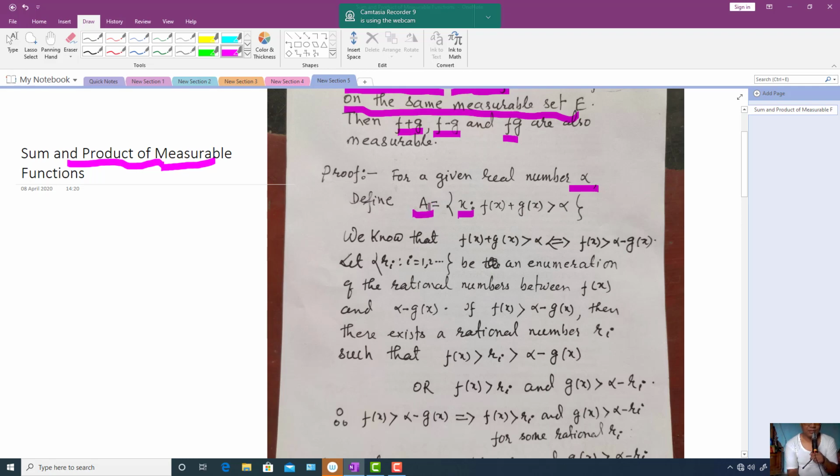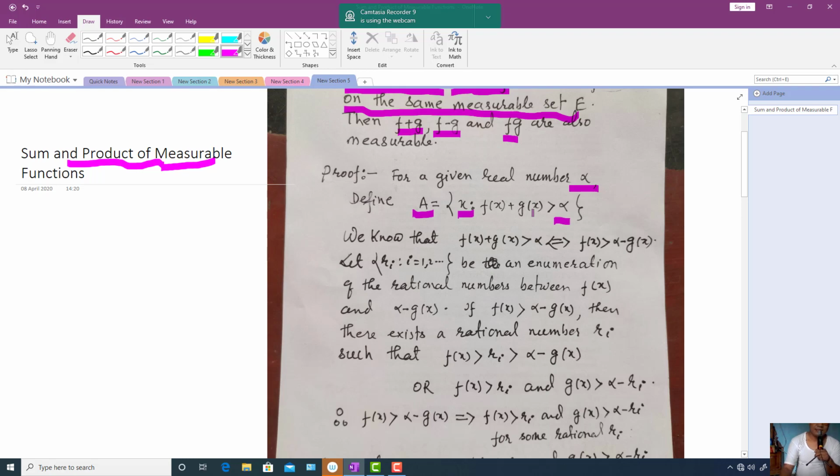If we are able to show that this set A is measurable for every alpha, then this sum of two measurable functions is going to be a measurable function. That is the main objective. That is why we want to show that this set A is measurable for each alpha.